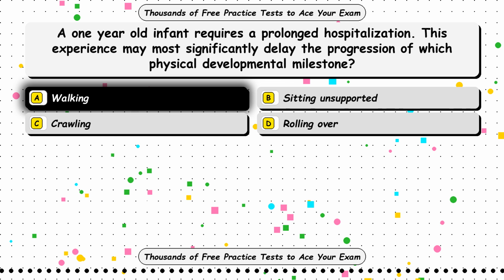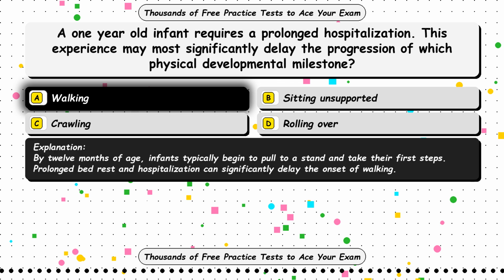The correct answer is option A, walking. By 12 months of age, infants typically begin to pull to a stand and take their first steps. Prolonged bed rest and hospitalization can significantly delay the onset of walking.